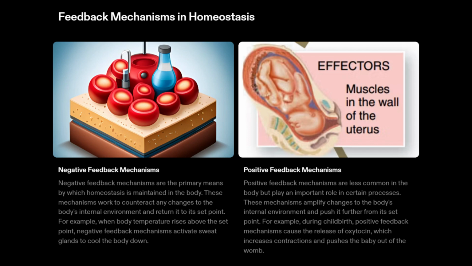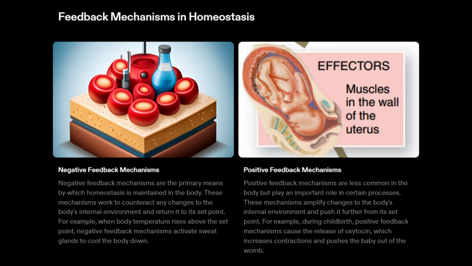Feedback mechanisms in homeostasis. Negative feedback mechanisms. Negative feedback mechanisms are the primary means by which homeostasis is maintained in the body. These mechanisms work to counteract any changes to the body's internal environment and return it to its set point. For example, when body temperature rises above the set point, negative feedback mechanisms activate sweat glands to cool the body down.